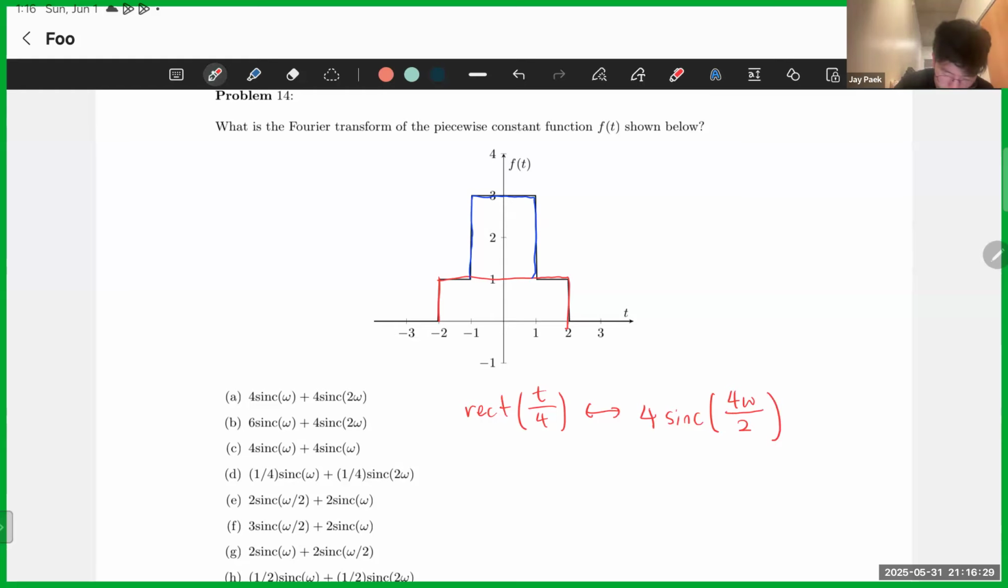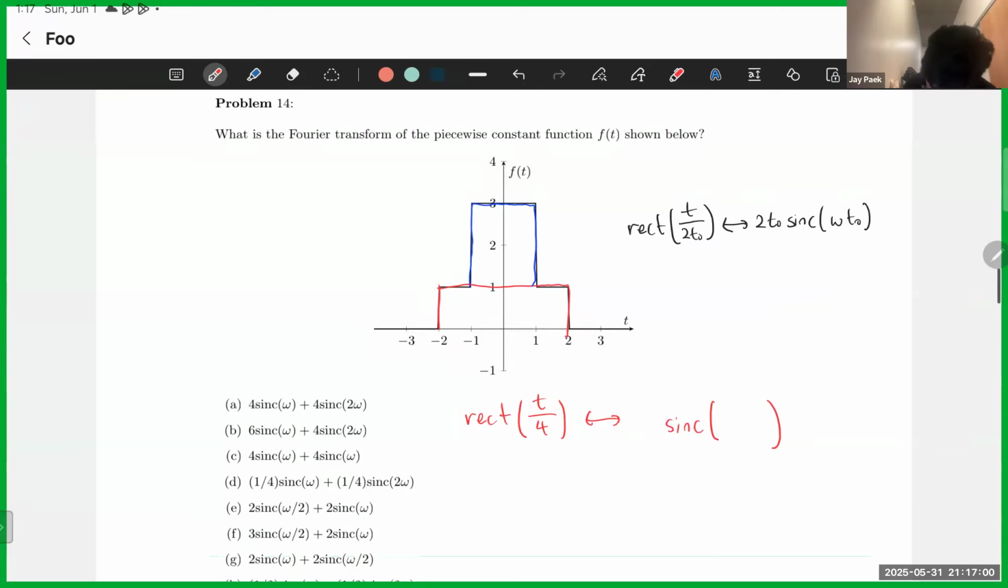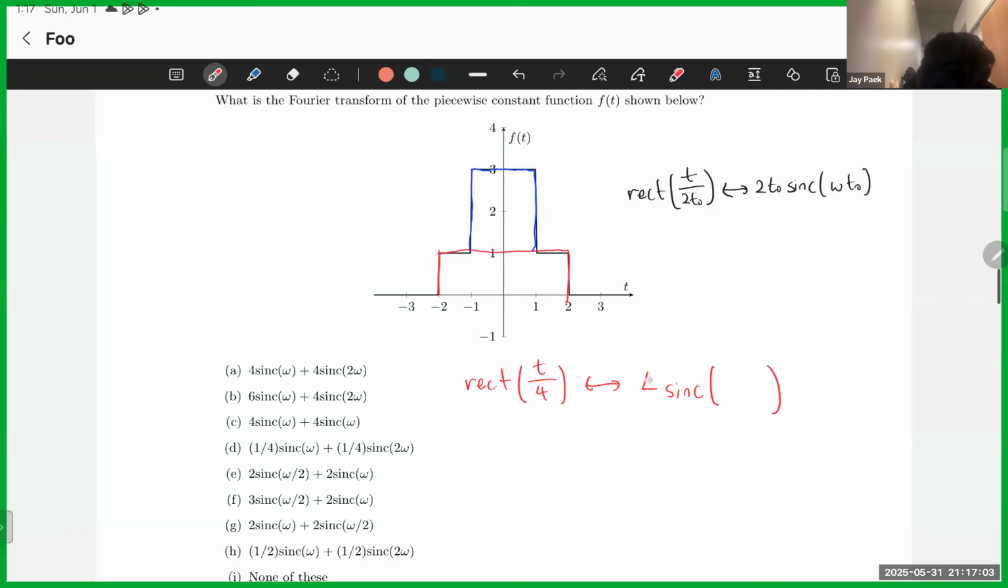Again, maybe I'll write it out because I want everyone to know. Rect of t over 2 has the Fourier transform of 2 t naught sinc of omega t naught. And so maybe I could just write 4 and 2t, 2 omega.